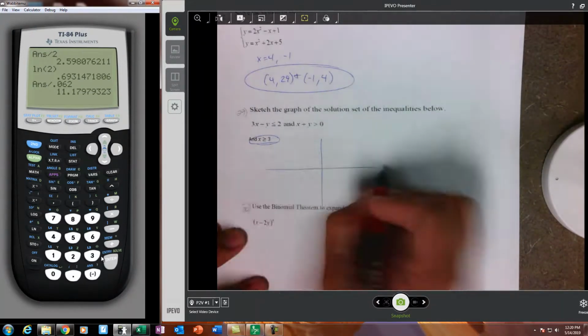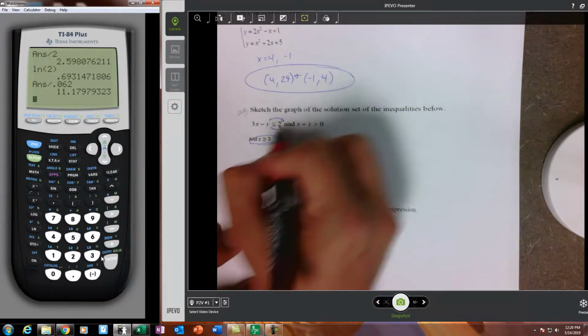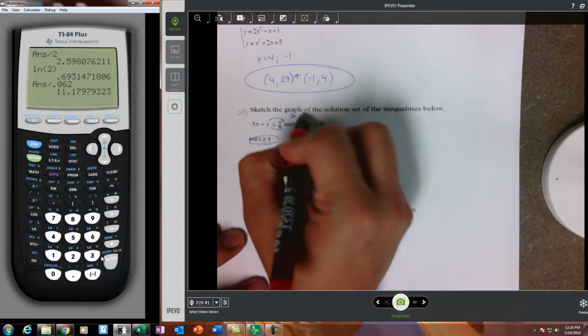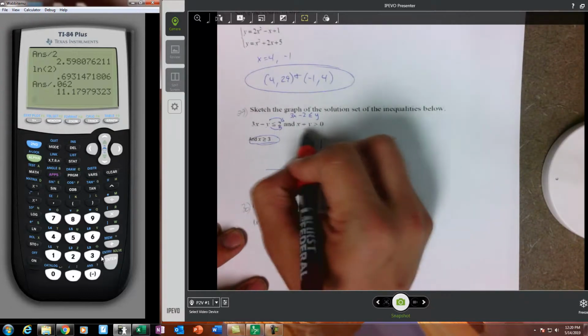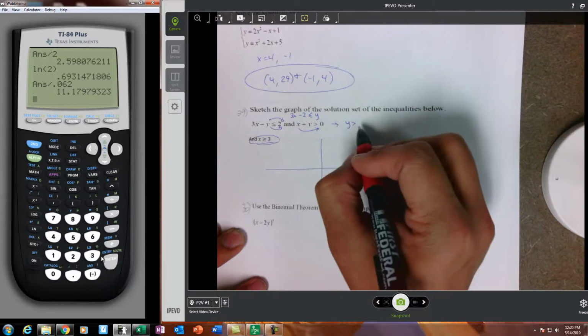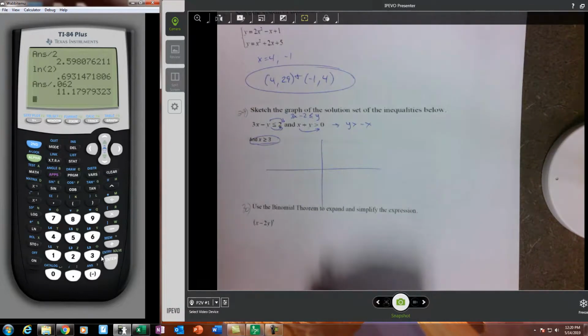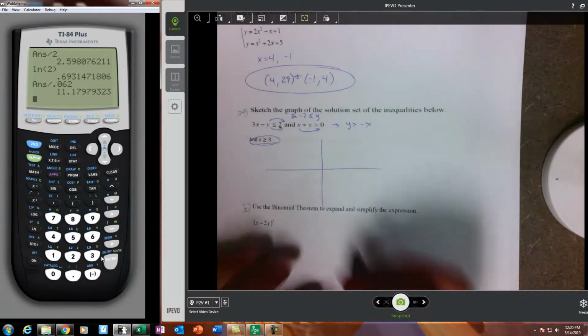So if we remember from earlier in the first one, this becomes 3x minus 2 is less than or equal to y. And this one, when I bring the x over, becomes y is greater than negative x. And I think that's a dotted line.